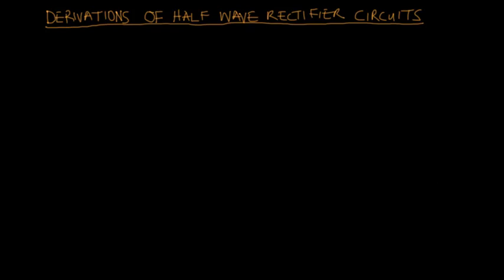Welcome to today's class. In this class, we'll be discussing the topic Derivations of Half Wave Rectifier Circuits. In this topic, we are going to look at the various expressions that are used in analyzing half wave rectifier circuits. We are going to be deriving most of these expressions. So let us begin by deriving the average output voltage, Vout average, of the diode.